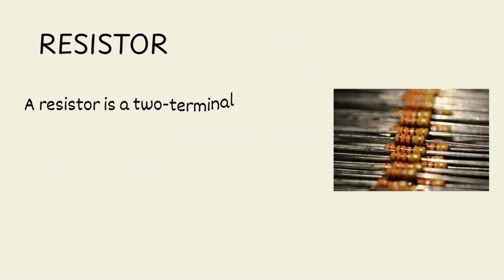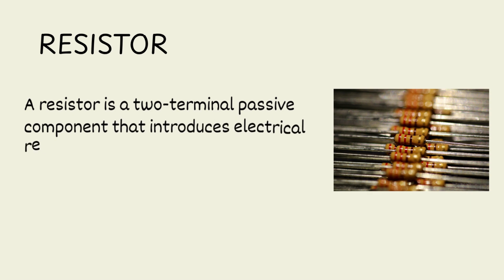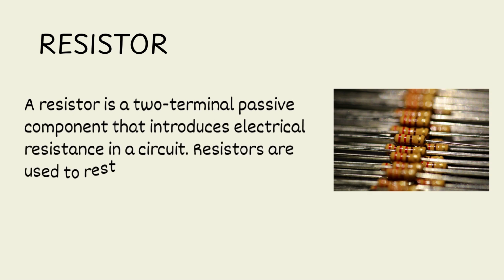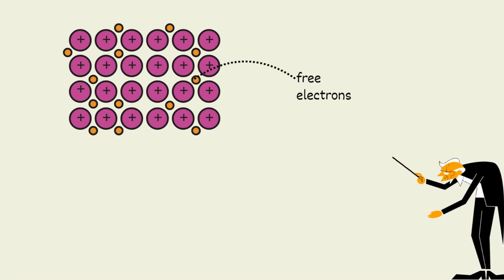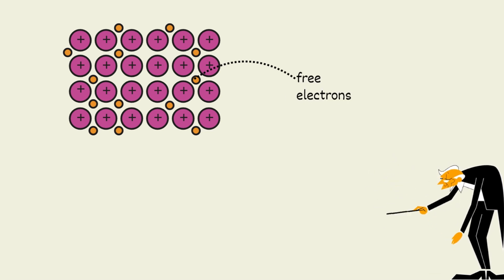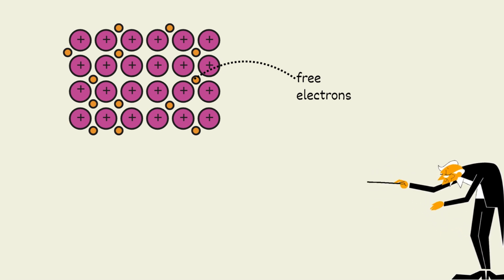What is a resistor? Resistors are two-terminal passive components that introduce an electrical resistance in a circuit. These are used to restrict current flow. So, how do they work? You may have heard about conductors. Conductors have many free electrons in them. When a voltage is applied, electrons flow through them effortlessly and constitute electric current.